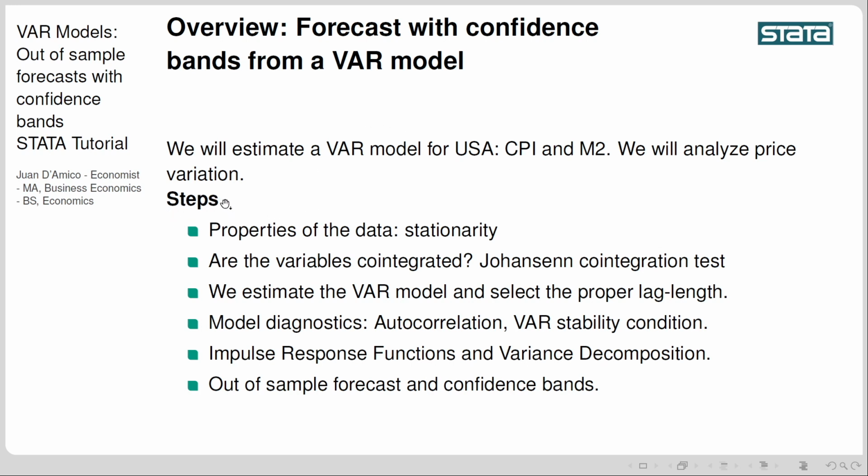So the steps to estimate the VAR model are going to be, of course, checking the properties of the data. We're going to see if they are stationary. In case that they aren't stationary, we're going to ask, are the variables cointegrated? So to verify that, we will run the Johansen Cointegration test. In our example, we are going to see that the variables are not cointegrated, so we are going to estimate a VAR model and select the proper lag length.